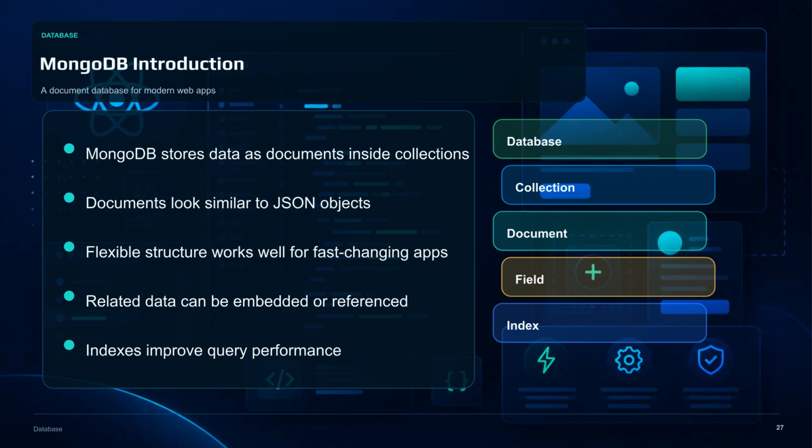MongoDB is a flexible document database. It stores information in collections as JSON-like documents, which allows for dynamic structures. Use indexes to keep your data lookups fast and efficient.